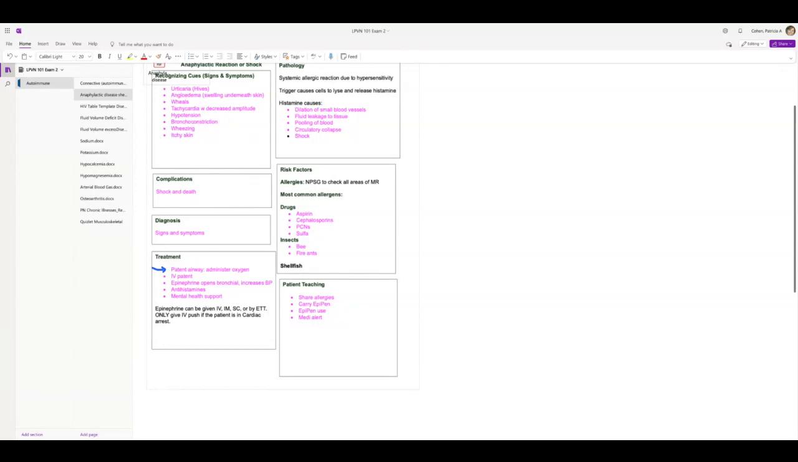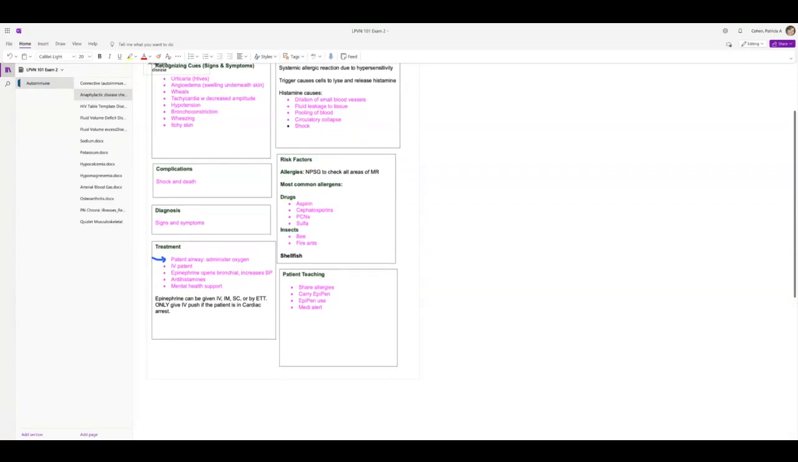You make sure the IV is patent, okay, because you may need to call a code. Antihistamines are given, epinephrine, and mental health support, because somebody who is having difficulty breathing is going to be extremely anxious. Never leave the bedside if you have a patient that's extremely anxious. Use your call bell or use the rapid response to have people come to the bedside and help you.